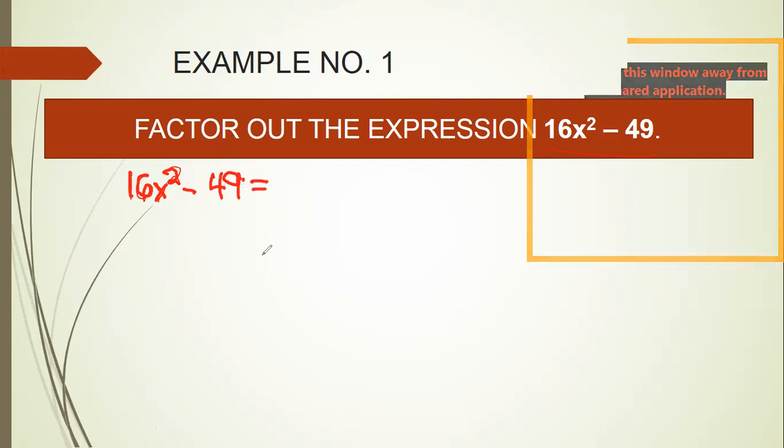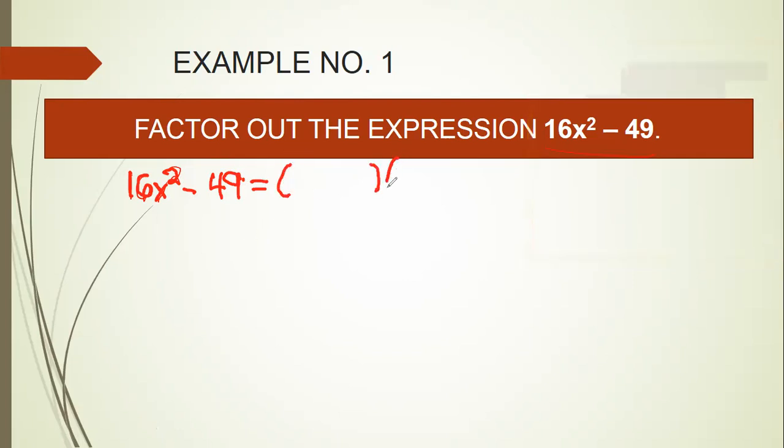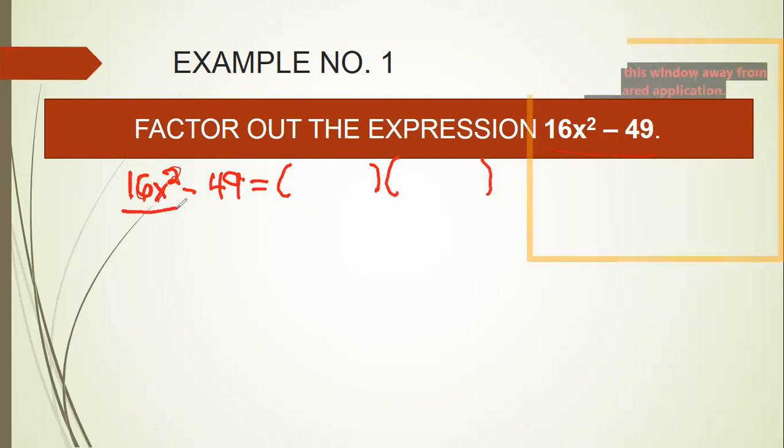Okay, so if we're going to factor this, we're using two factors. These are perfect square numbers. So the factors of 16x squared, both terms are perfect square numbers. So 16x squared is 4x and 4x.